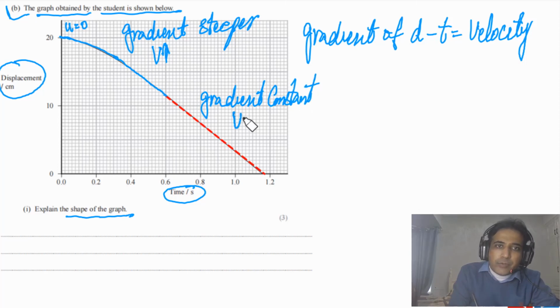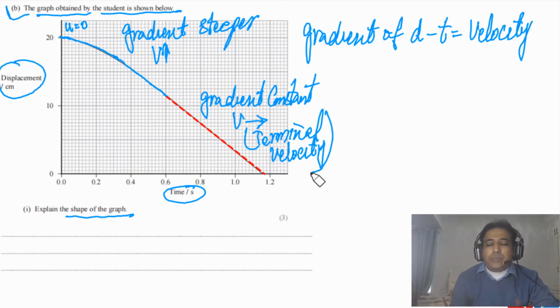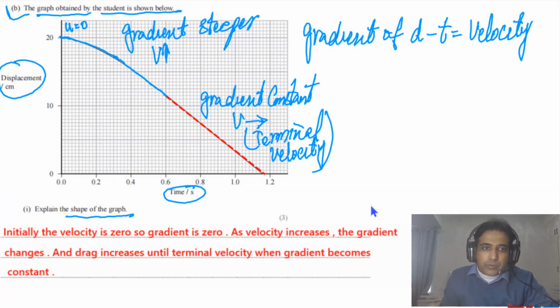It means that V is also constant. So you can also simply say the ball bearing has reached terminal velocity. So these are the points you need to understand to answer this question. Now let me show you the answer, how you can write down your final answer.